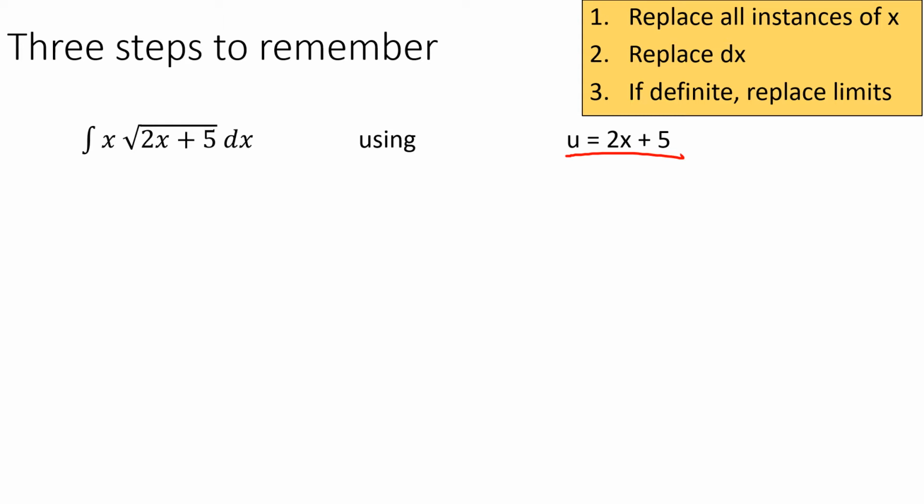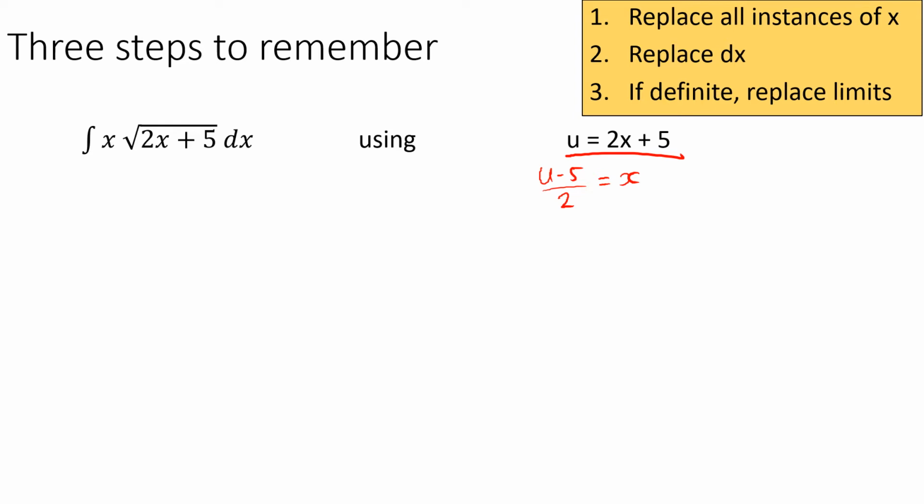So our first one, we want to replace every instance of x. If we're saying that u is equal to 2x plus 5, then certainly we can replace the 2x plus 5 in our question. But there's also an x that we might want to do something with. So we're going to rearrange this. If we take away the 5 and then divide by 2, we should just get x on its own. So we're going to place that in place of the x.